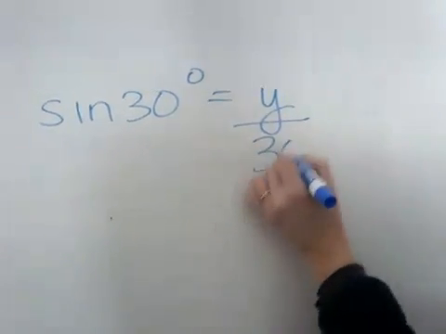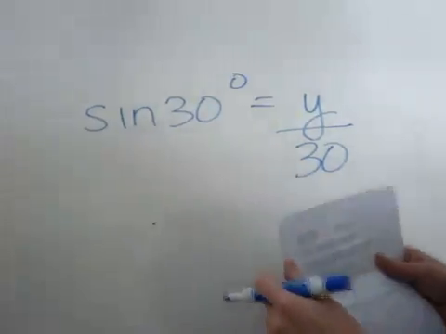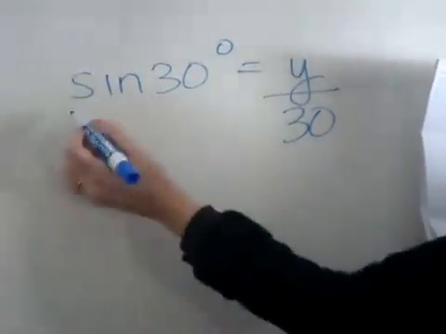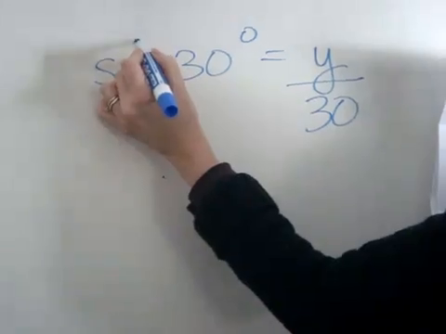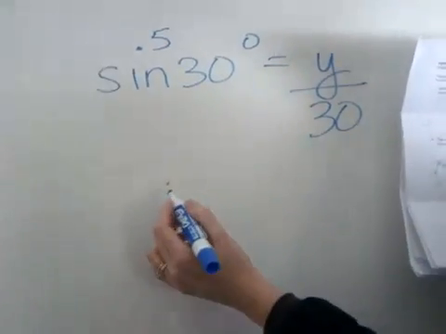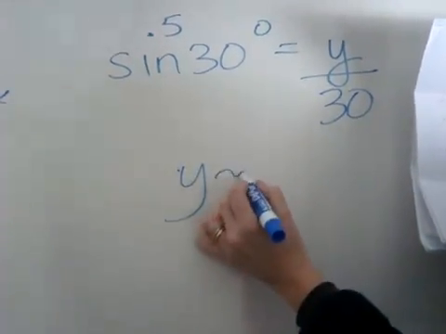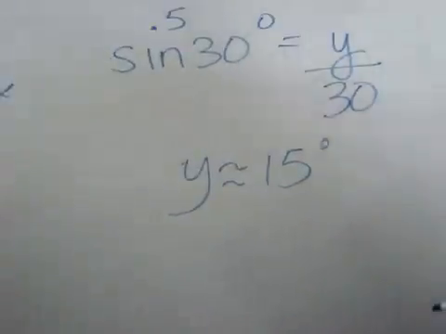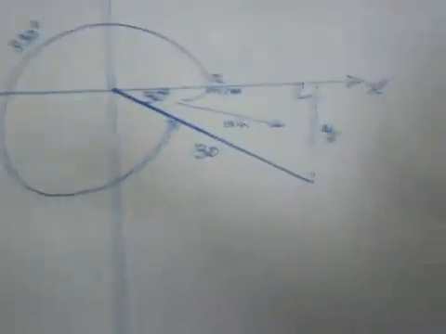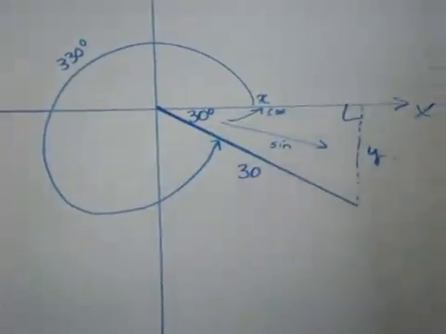y over 30. And if we solve this one for y, just put this in your calculator and get a number, and it's 0.5. And you cross multiply and solve for y, and you get y is approximately 15 degrees. Then now we need to find x. And you're going to notice, well, we'll get to that later.